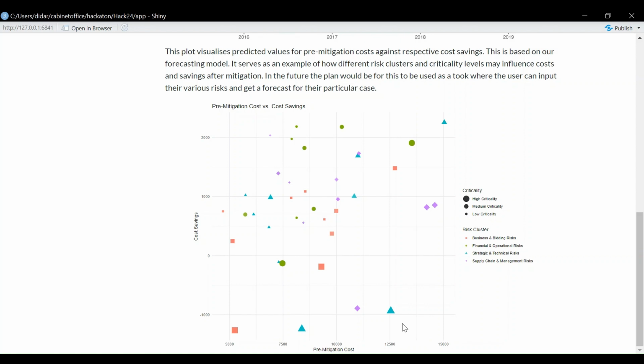And the colors represent the different risk clusters, such as strategic and technical risks. Then the shapes and the size indicate the criticality level, so high, medium, or low. And by looking at a few examples, you can tell, for example, that not all risks result in savings. So, for example, some points show negative savings, meaning that mitigation actually increased the costs on a project.